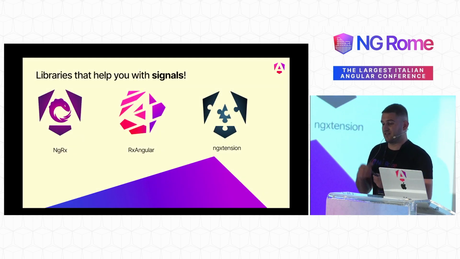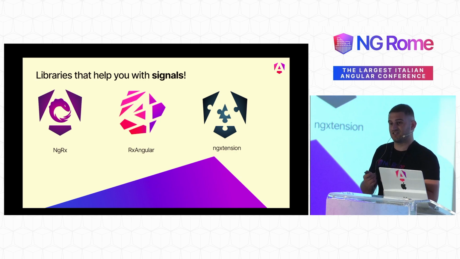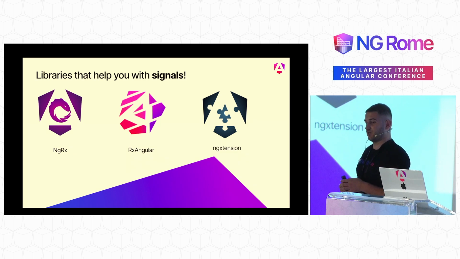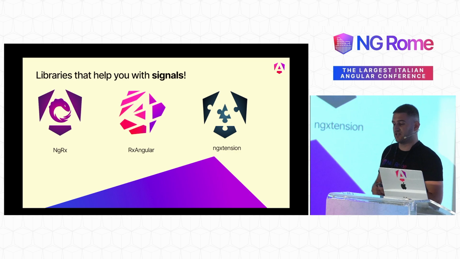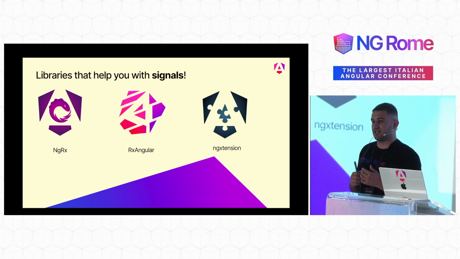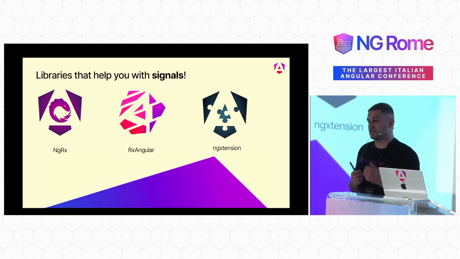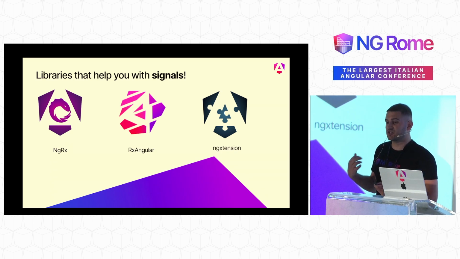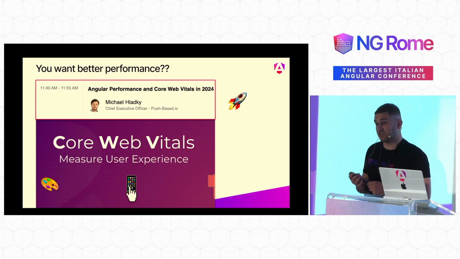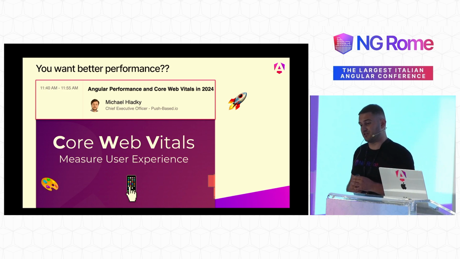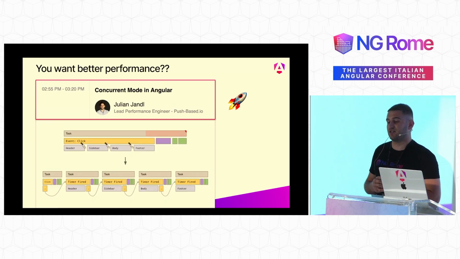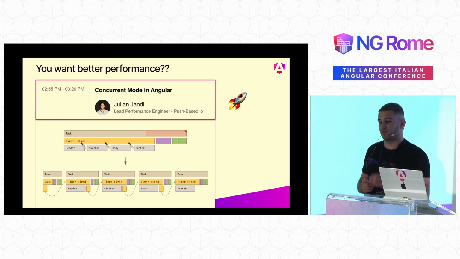And there are libraries that help with signals. There's NgRx that we saw before. There's RxAngular, which has added support for signals. Then there is ngxtension, which enables you to migrate to signals code, like viewChildren, contentChildren, signal inputs, and things like that. You can check them out later. But if you also want better performance, you can check Michael Hladky's talk, Angular Performance and Core Web Vitals in 2024. And then there's also concurrent mode in Angular, which improves performance a lot more.